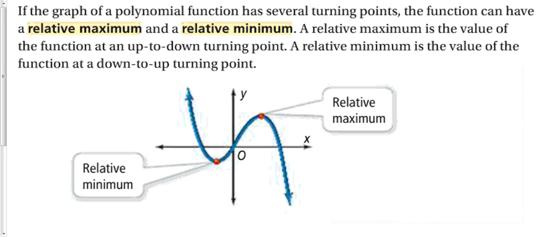So if the graph of a polynomial function has several turning points, the function can have a relative maximum and a relative minimum. A relative maximum is the value of a function at an up-down turning point, and a relative minimum is the value of a function at a down-to-up turning point. And these should be kind of obvious. Maximums are just peaks of a graph, and minimums are valleys of a graph, right? Where the graph is at a top or at a bottom and it changes direction.